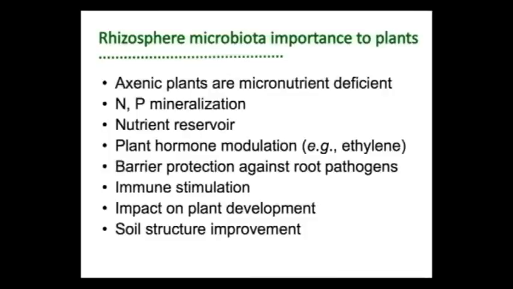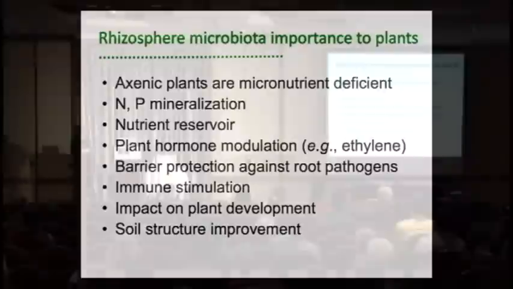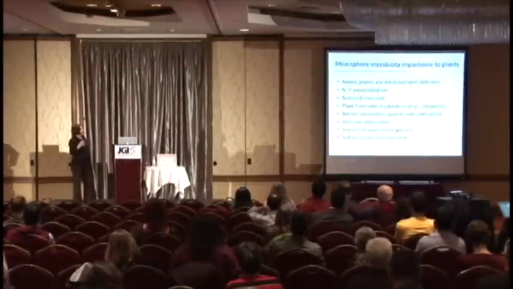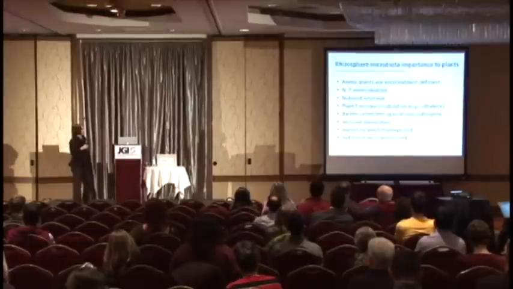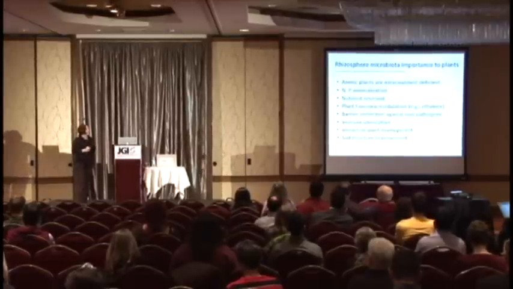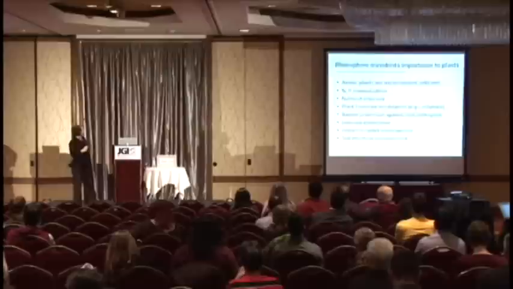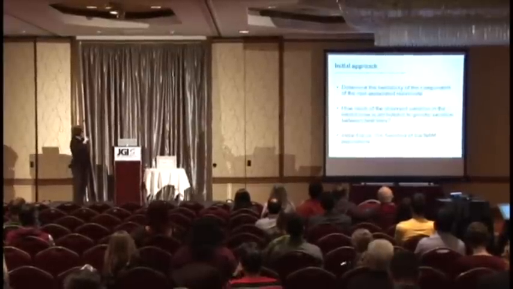So just as the gut microbiota can profoundly influence health in humans, we know that the rhizosphere microbiota can have a lot of different effects on plants. They can influence immune stimulation, plant development, plant nutrient status, mineralization in the soil. They can influence plant hormone levels. They can influence soil structure, and so on. And so we wanted to look at how different plants influence the microbiota, with the ultimate goal of mapping genes that could control microbiota composition in the rhizosphere.